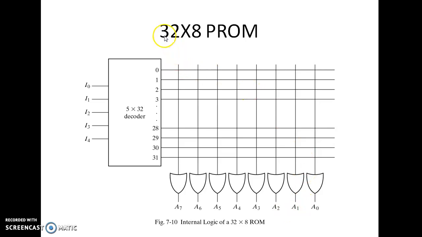So now, as per this size of the ROM, 32 represents the number of outputs of a decoder, 8 represents the number of OR gates, and each OR gate has a single output. So totally it is a 32 cross 8 PROM. Right? So don't think that it is a 5 cross 8 PROM. 5 is an input to the decoder, but to represent the size of the PROM, we write the outputs of a decoder, but not the inputs. That is 32.